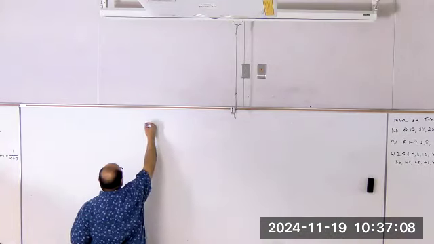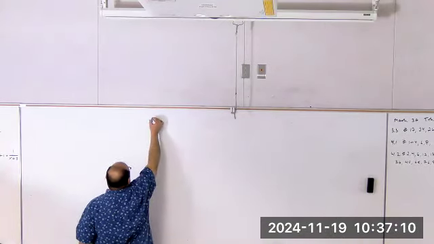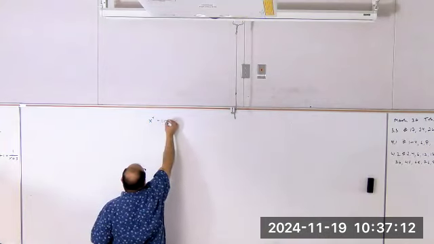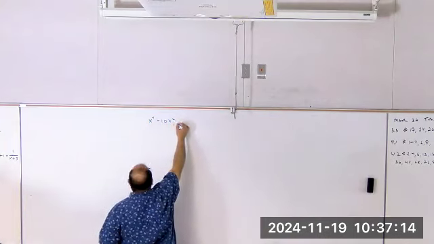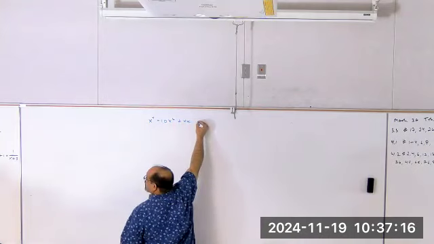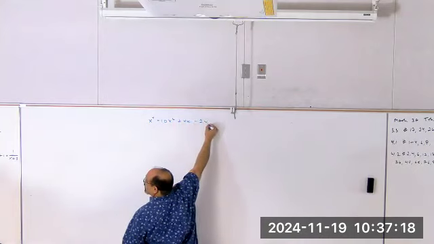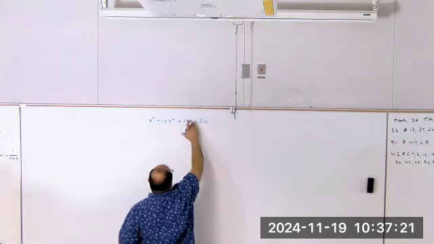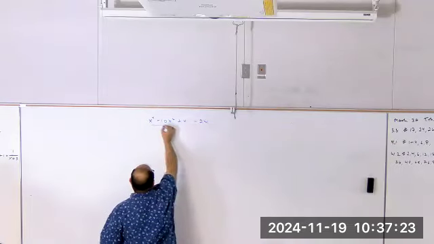So x to the fourth plus 10x squared plus 4x minus 2, all over x plus 3.